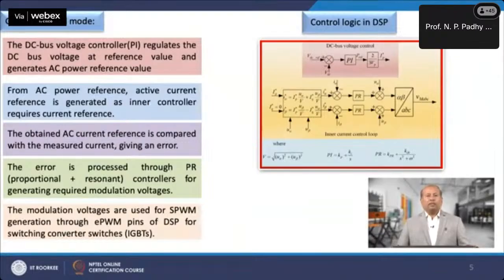The error is further processed through proportional plus resonant controllers, so called PR controllers, for generating required modulation voltages. The modulation voltages are used for SPWM generation through EPWM pins of the DSP for switching converter switches. They are mainly IGBTs. The control variables of the PI controller and PR controller can be obtained through proper tuning, ensuring that the stability margin should be more.